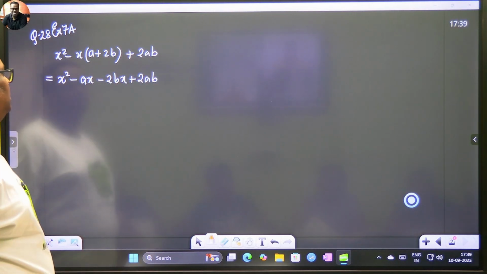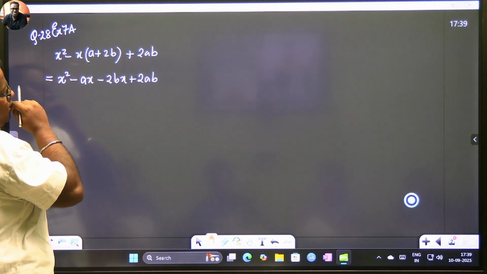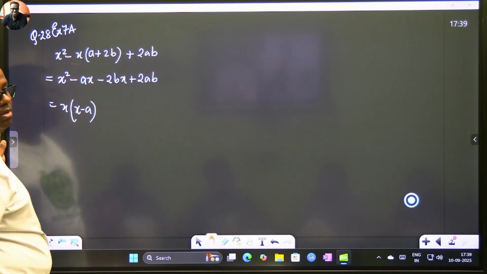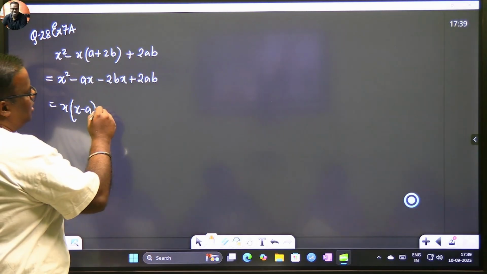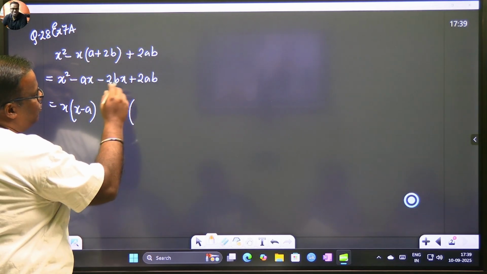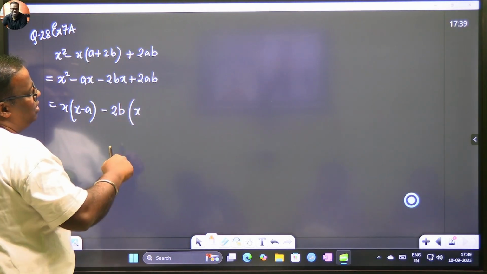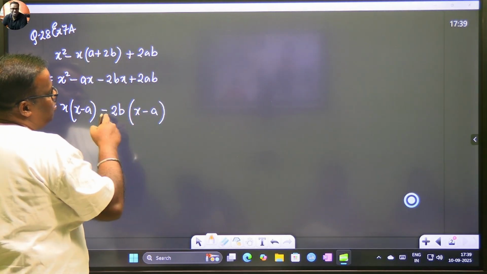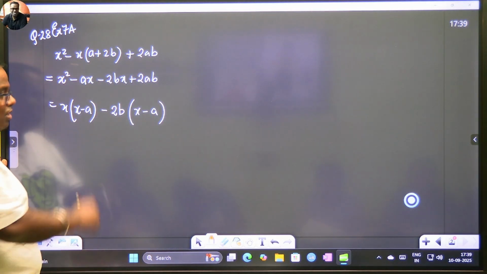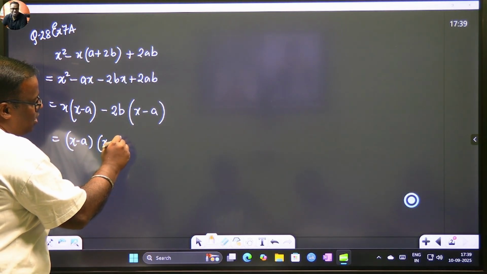Now look here. We have a 2ab term, we have a 2bx term, we have an x. So it will be easy. How to do it? Let's take x common from here. It becomes x minus a. Do you agree? And let's take the negative 2b common. If you take negative 2b, then you have negative 2bx, agreed? And then what do we have here? Then we have a minus a. Then it becomes negative 2b times negative a, positive 2ab. Now you have identified the common factor in both terms. So take it common and it becomes x minus 2b.